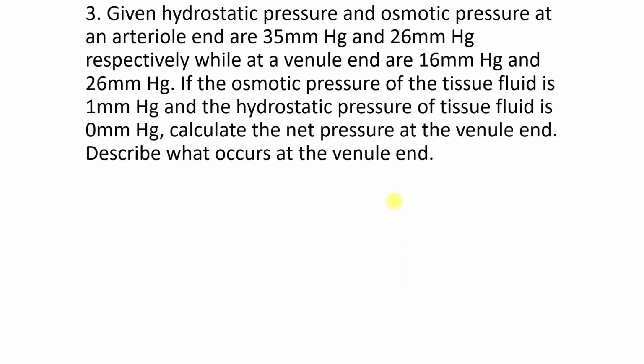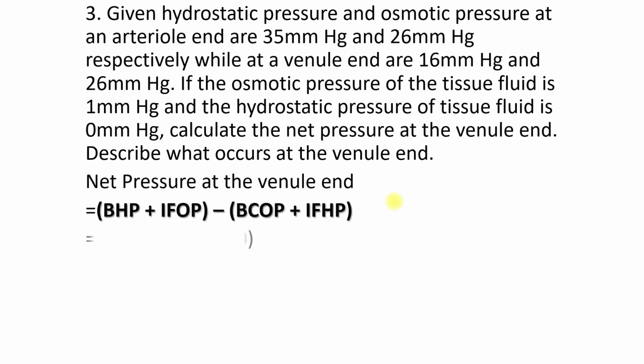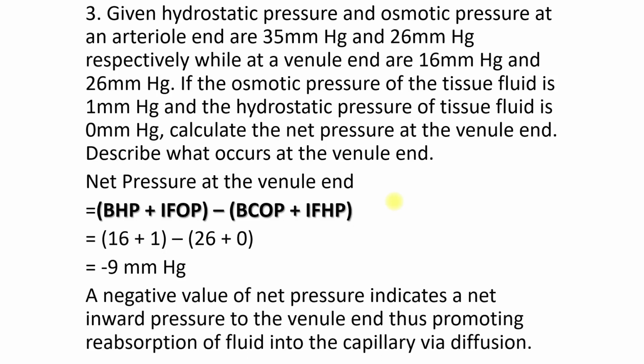Next question. Calculate the net pressure at the venular end and describe what occurs at the venular end. Pause the video and do the exercises now. Done. All right, so the net pressure at the venular end will result in negative 9 millimeter mercury, which indicates a net inward pressure at the venular end, thus promoting reabsorption of fluid into the capillary via diffusion.